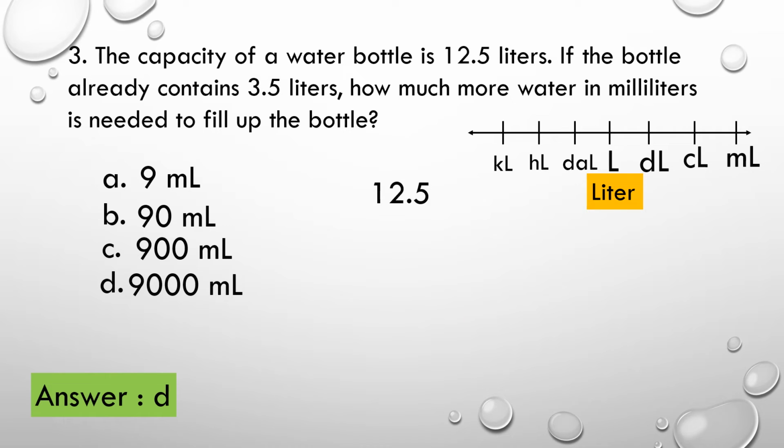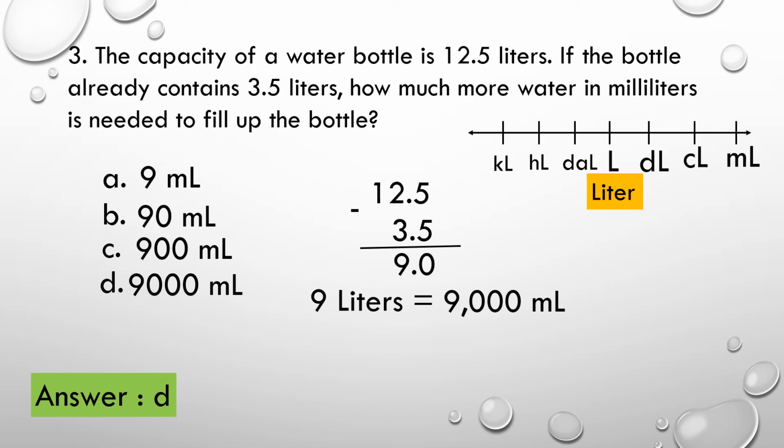First, we need to subtract 12.5 minus 3.5, and that is equal to 9. So 9 liters. That's how much water we need. Now, what we're going to do is simply convert 9 liters to milliliters, and that is 9,000. It means moving 3 places to the right is simply adding 3 zeros. And that is letter D.